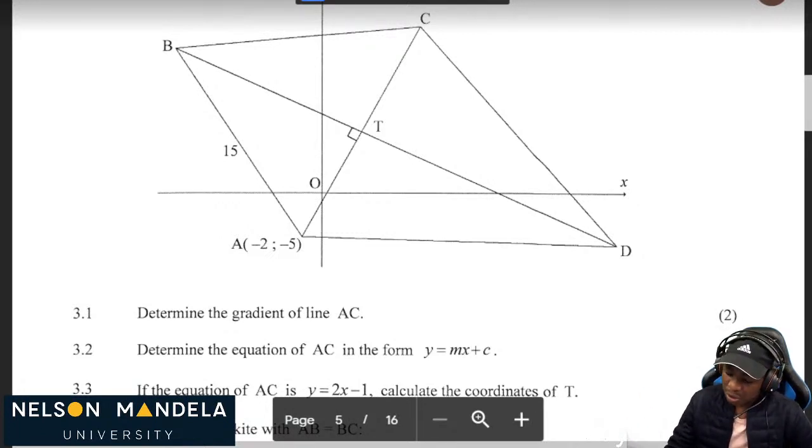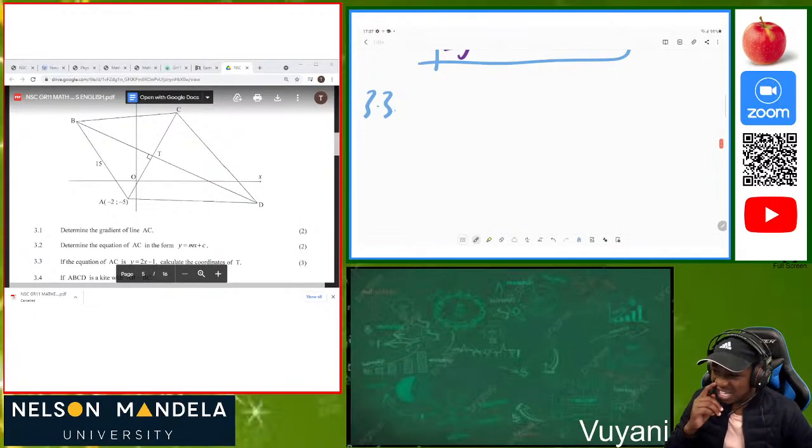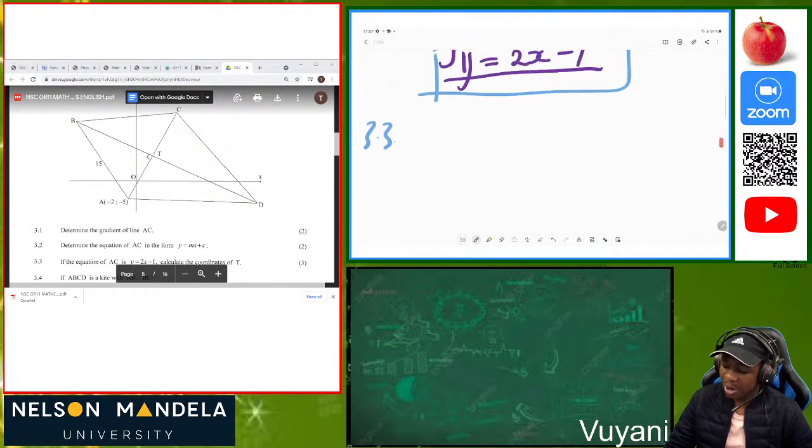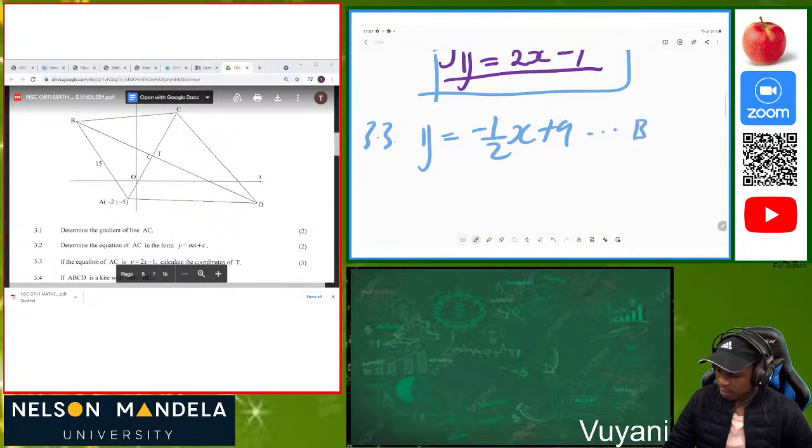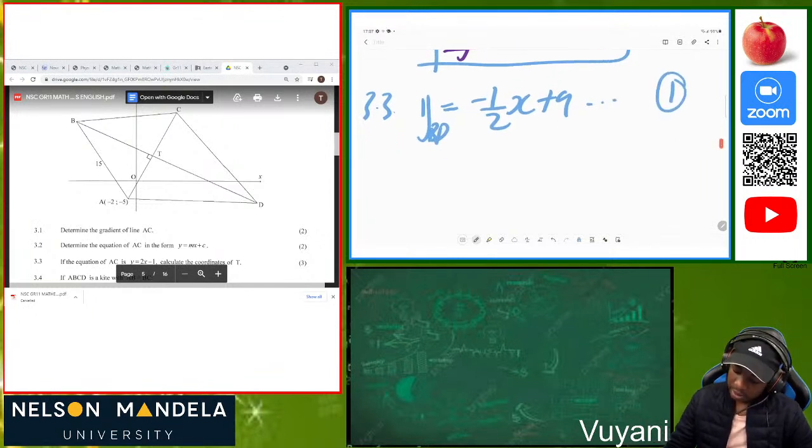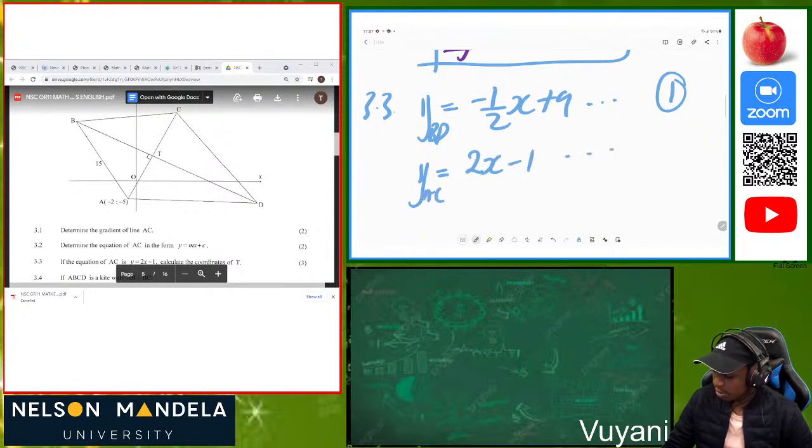The first thing I always advise is that since they are intersecting each other, these two equations are equal. So let me write this. Let me say y equal to negative 1 over 2 x plus 9. That is for BD, and this is equation 1. Then you also know that the line AC is 2x minus 1. So this is our equation 2.